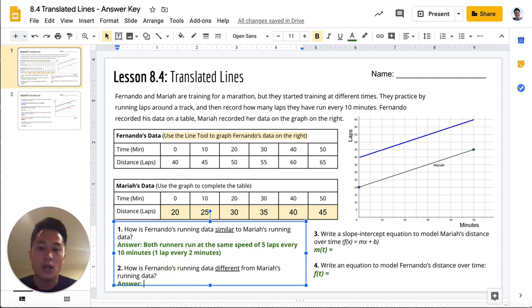Okay, so both runners are running at the same speed, or the same rate. That's what's similar. Well, what's different? Going back to the graph, or just looking at the table, I know that their numbers are not exactly the same, because they're not the same line and the tables aren't exactly the same. The difference is that Fernando, because his line's always on top, is always going to have a certain number more laps. In this case, he started with 40 while Mariah started with 20. So Fernando always has 20 more laps.